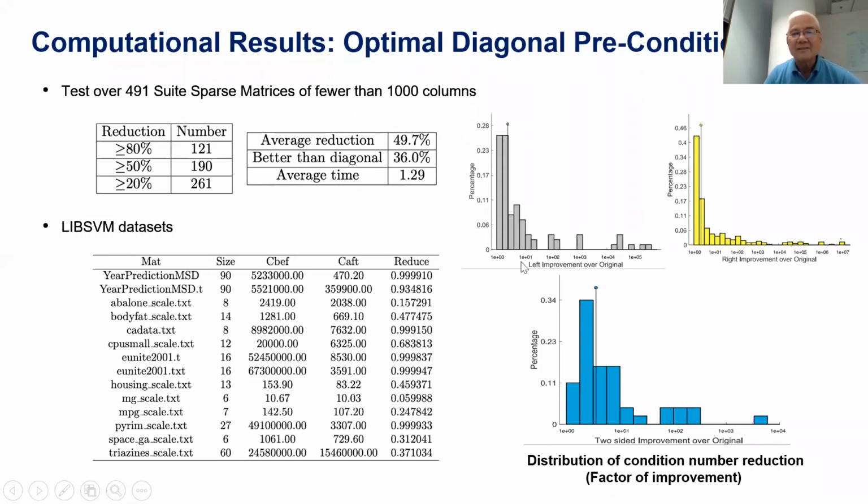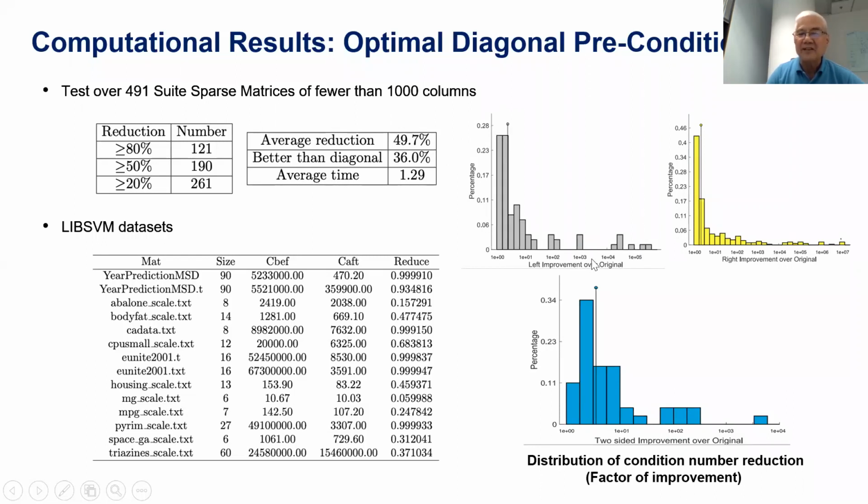So this is just to show you how much we can reduce. For example, this means we reduce the condition number from the original. If we count the original condition number as 1, if that's 1,000, this is how much percentage reduction.